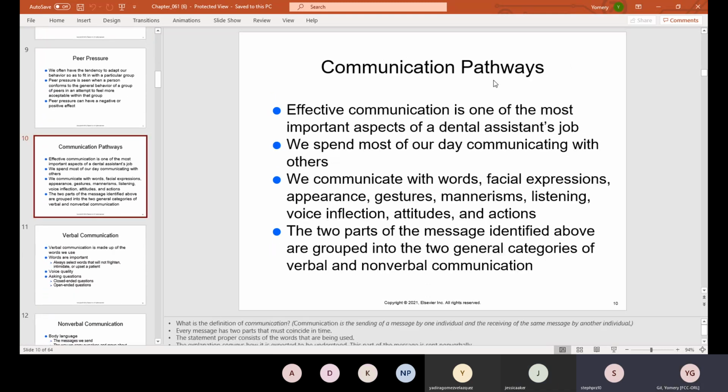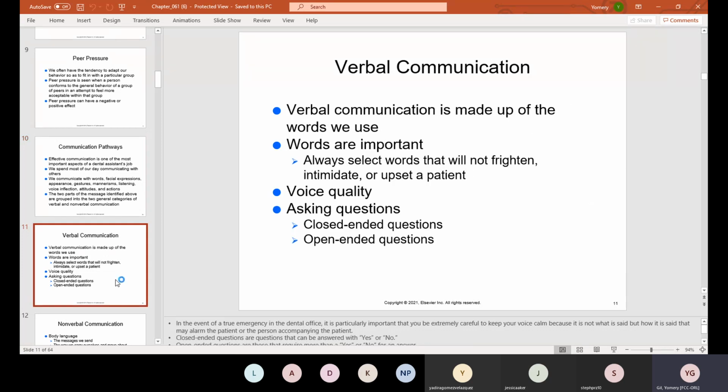Okay, so moving on to communication pathways. Effective communication is one of the most important aspects of a dental assistant's job. We spend most of our day communicating with others. We communicate with words, facial expressions, appearance, gestures, mannerisms, listening, voice inflection, attitudes, and actions. The two parts of the message identified above are grouped into the two general categories of verbal and nonverbal communication.